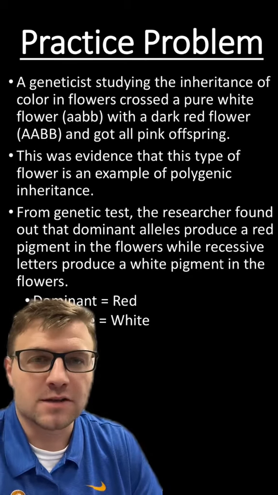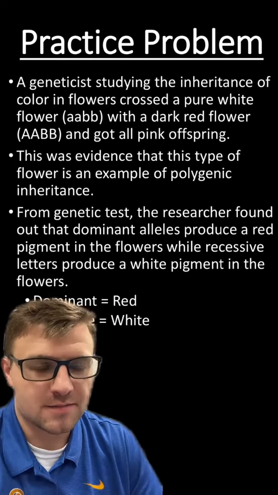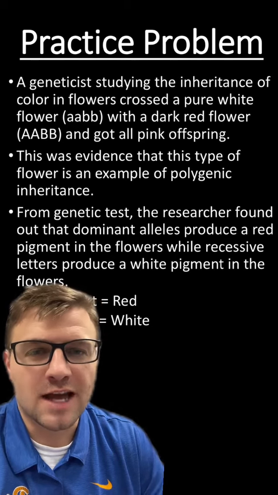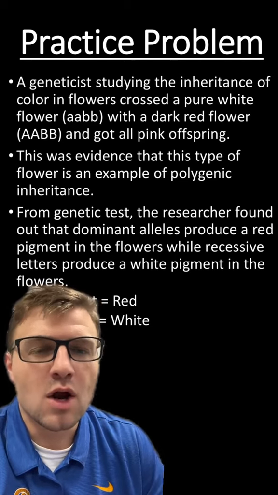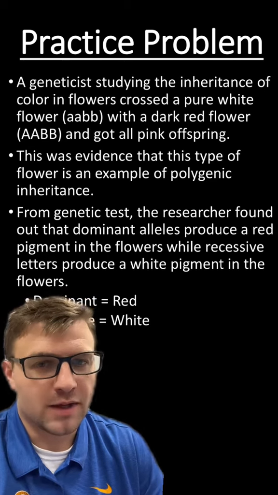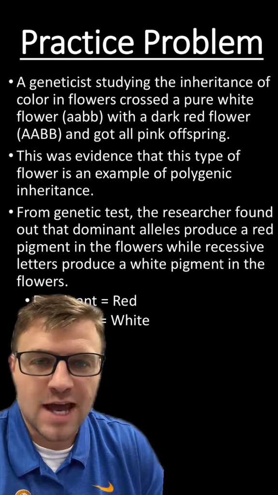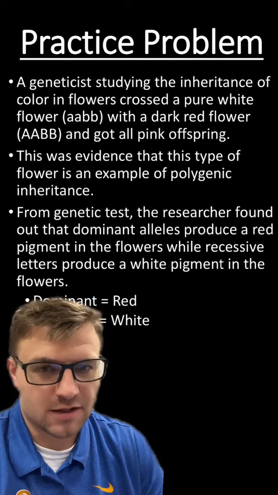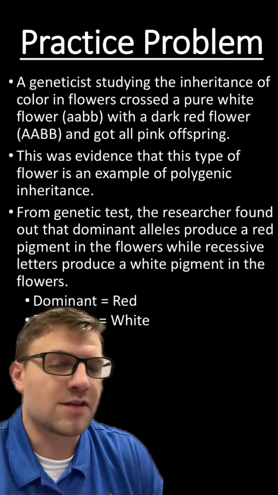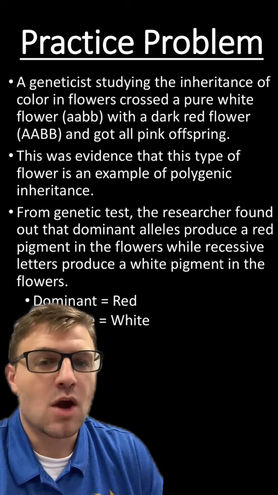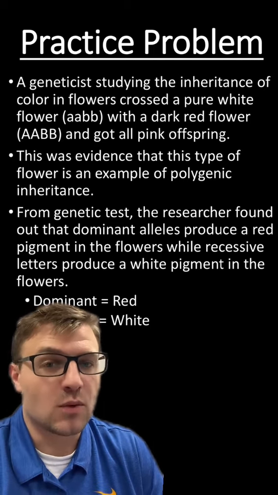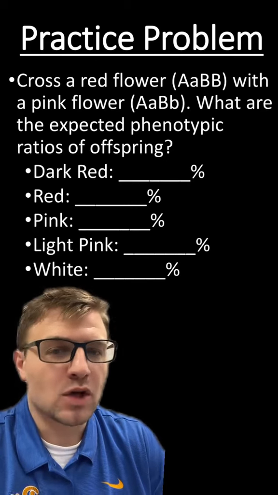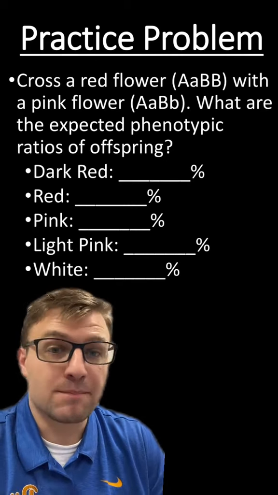Let's go over another practice problem using polygenic inheritance. A geneticist studying the inheritance of flower color crossed a pure white flower with a dark red flower and got all pink offspring. This is evidence that this flower inheritance follows polygenic inheritance. From a genetic test, the researcher found out that the dominant allele produces a red pigment, while the recessive allele produces a white pigment. So in the practice problem, we cross a red flower with a pink flower.